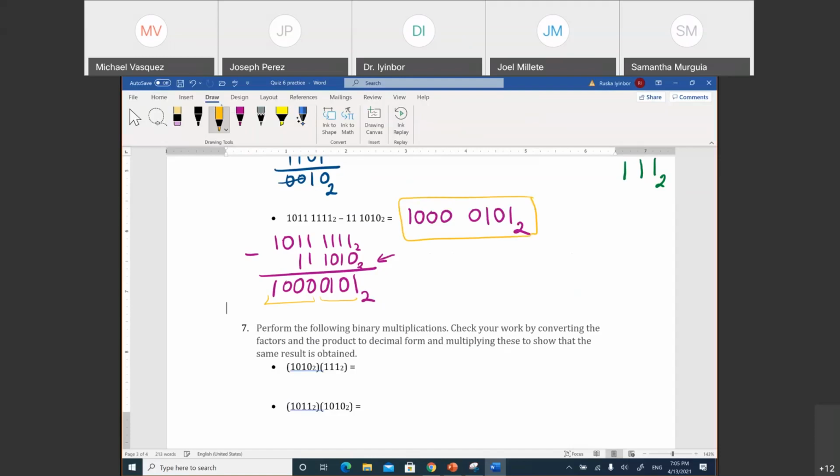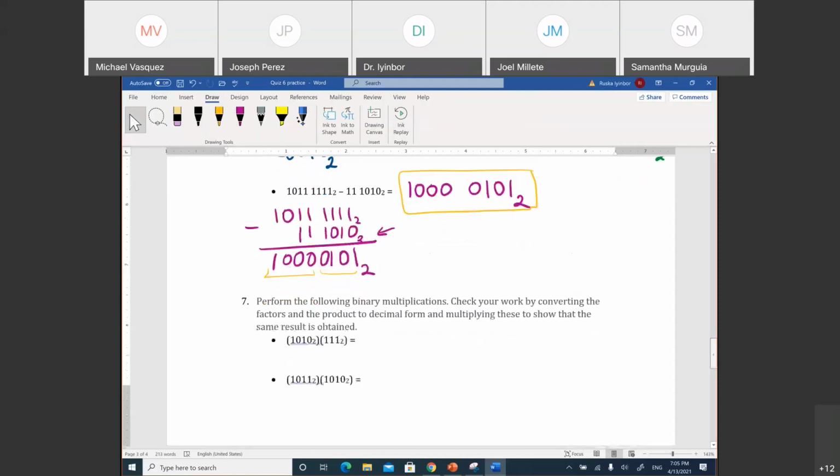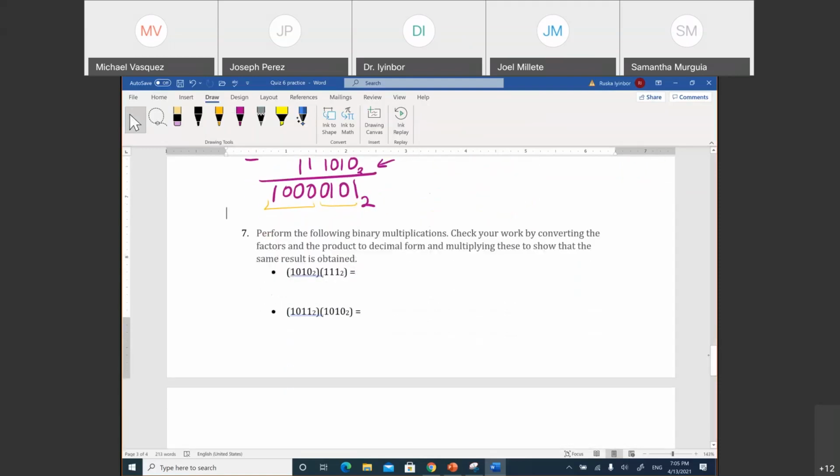Okay, any questions? So it looks like the actual quiz is going to be easy like this, right? Okay, the next one is multiplying. So how do you multiply? We have a few more minutes. You guys want to go over this? Okay, so next one is multiplying.